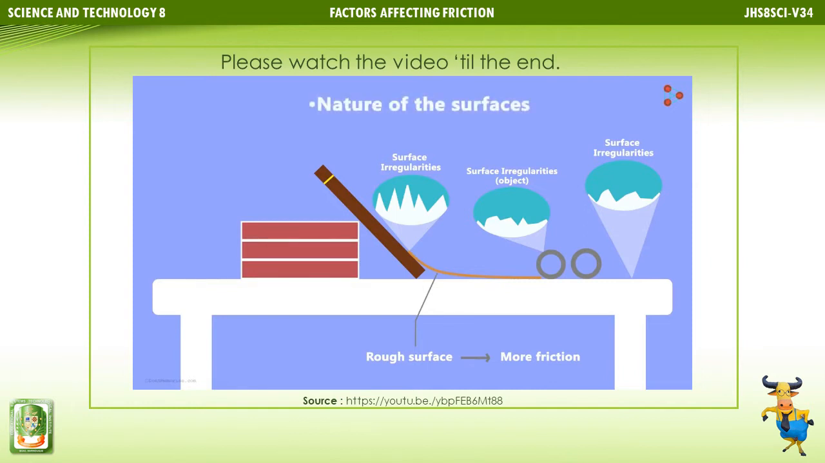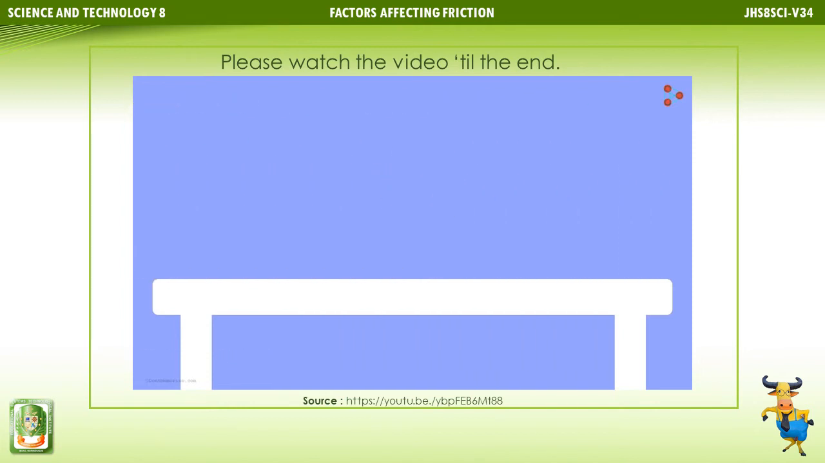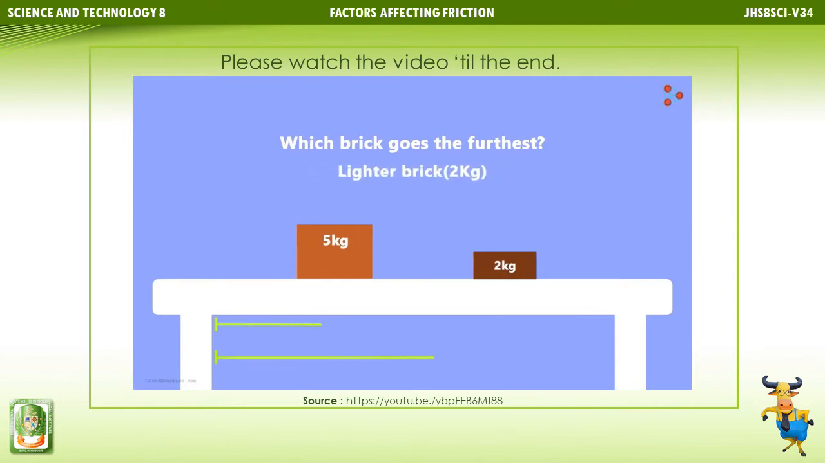Is there any other factor you can think of? Let's say there are two bricks on a table. One weighs 2 kilograms and the other weighs 5 kilograms. Now I apply equal force on them towards the right. Which brick do you think will go further? Remember that they are both kept on the same surface, and the surfaces of the bricks are also the same. On applying the same amount of force, you will notice that the lighter brick covered more distance than the heavier one. What does this tell us?